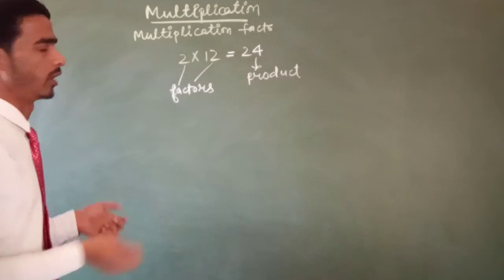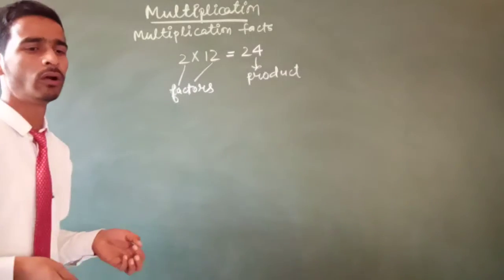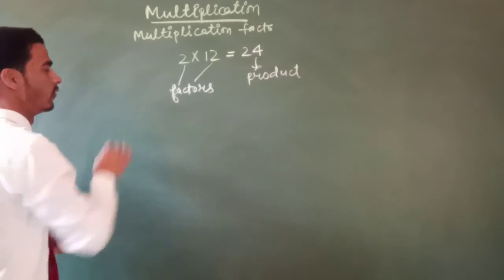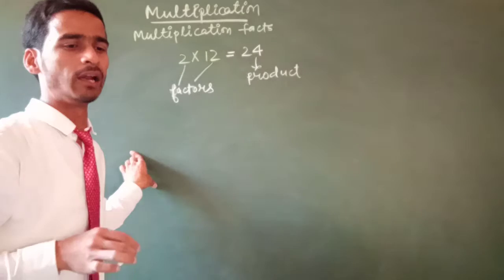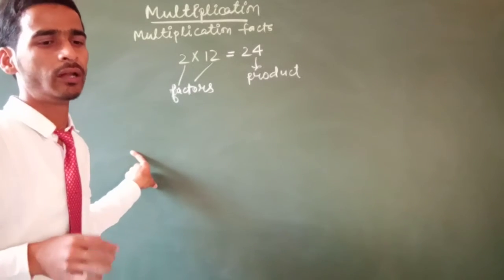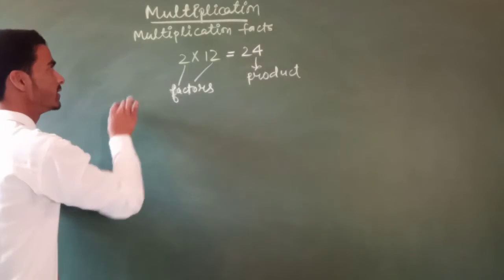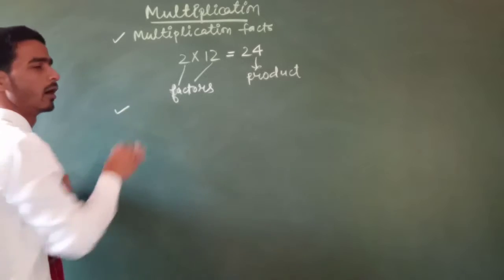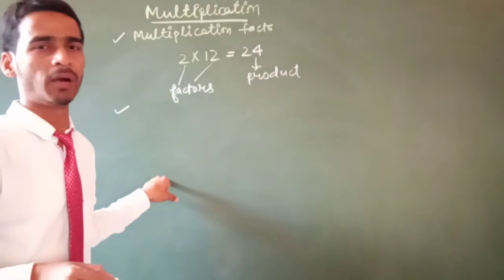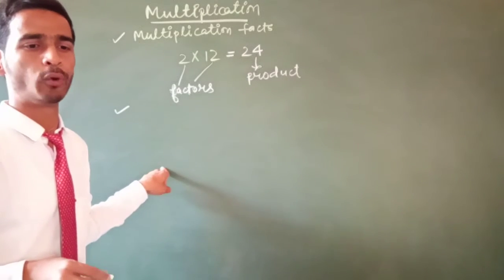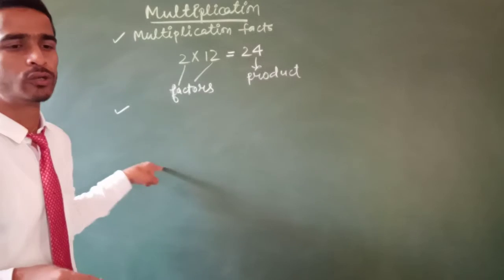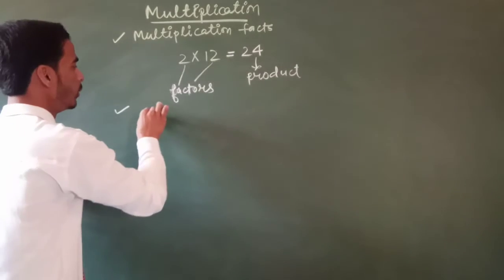Now, the second rule: numbers can be multiplied in any order, and the product will remain the same. What does that mean? I have said numbers can be multiplied in any order and the product will remain the same. So, let's take an example.